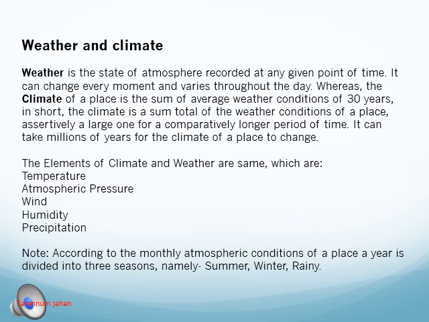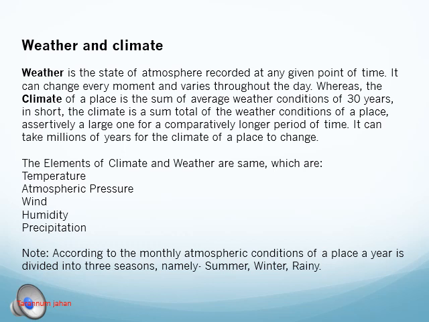It changes every moment and varies throughout the day. Suddenly it's raining, suddenly it's a very bright sun, suddenly it's windy. So just a variation within a day is called weather. Whereas climate is the sum total of weather conditions. Underline this: sum total of weather conditions and variation over a large area for a long period of time, that is more than 30 years.